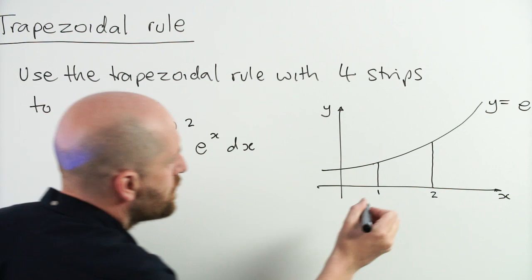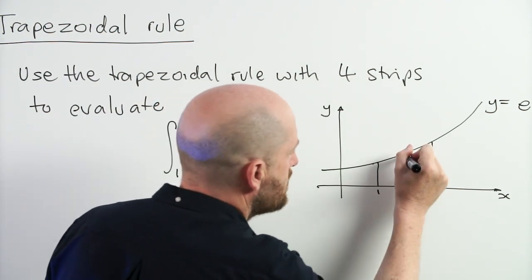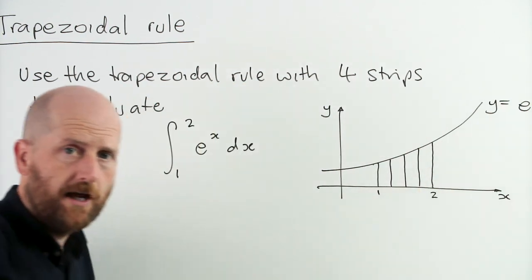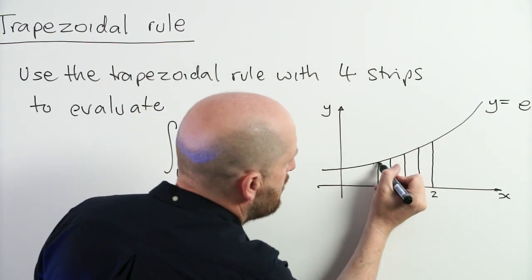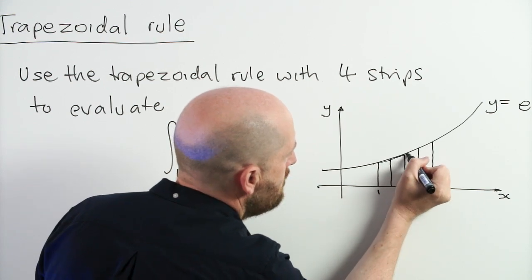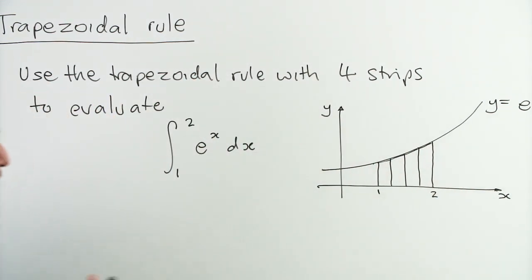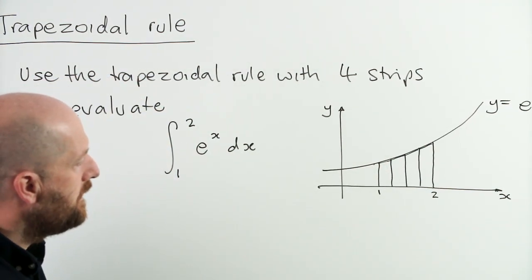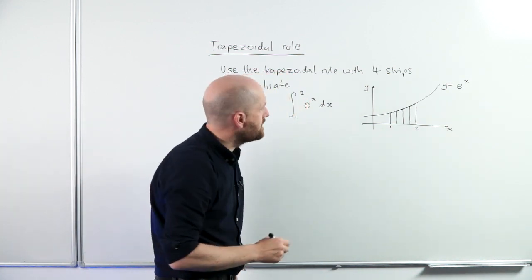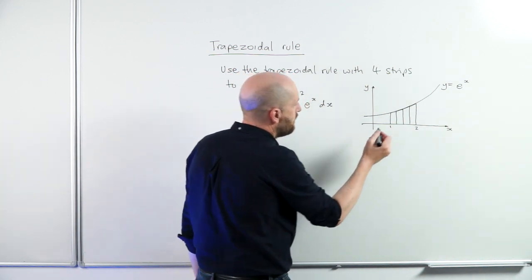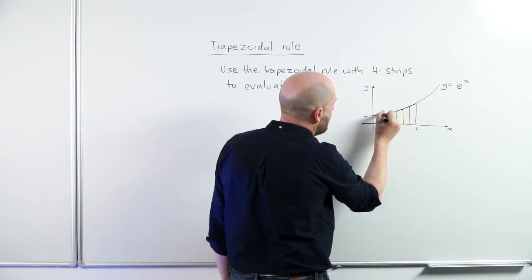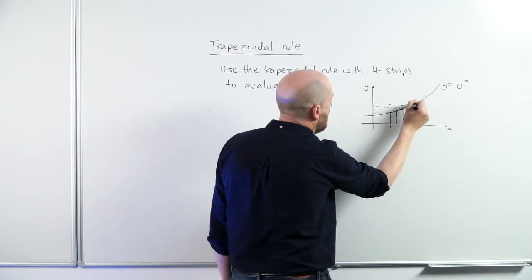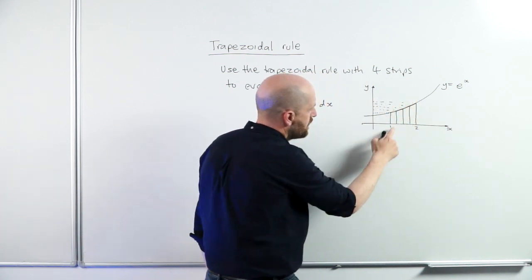I'm going to approximate that by creating 4 different strips and working out those areas. So if I create 4 strips between x is 1 and x is 2, each of those strips I'm going to approximate with a trapezium, which, from this sketch, should be a very accurate form of this integration. What I need to work out is a few different things. For the formula, I'll need the value of my function at each of these points, and I'll need to know the thickness of these strips.